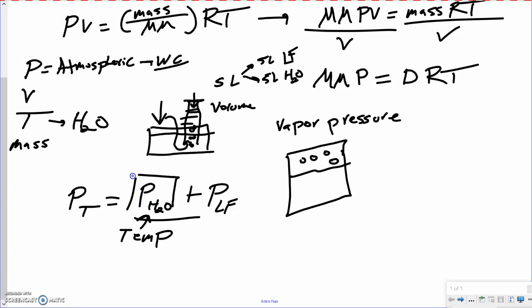Now, where do we get mass? The mass is going to be calculated from getting the initial mass of the lighter and the final mass of the lighter. And the difference between these two, it should be final minus initial, will be the total amount of gas or lighter fluid that we put into the system.